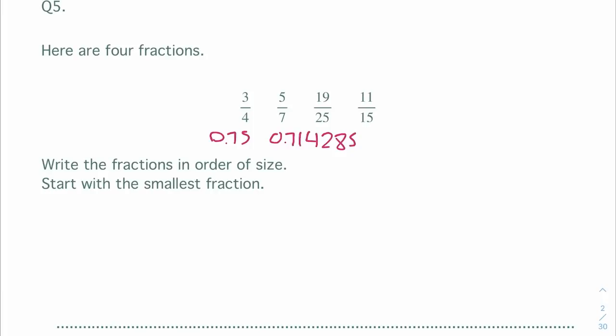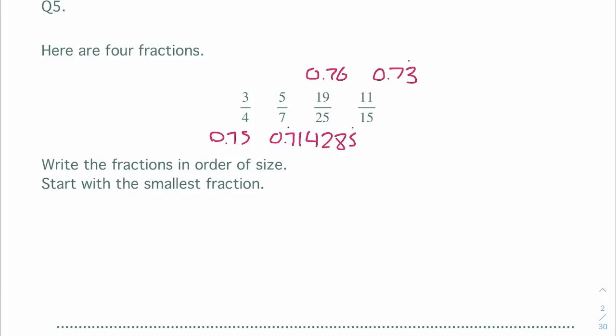0.714285, and there's a recurring decimal above the 7 and the 5, so not the nicest one. 19 divided by 25, that comes out as 0.76, I'll write that above. And 11 divided by 15, and that comes out as 0.73 with a recurring decimal above the 3. So they all have a 7 in that first decimal place, so we'll look at the second decimal place.